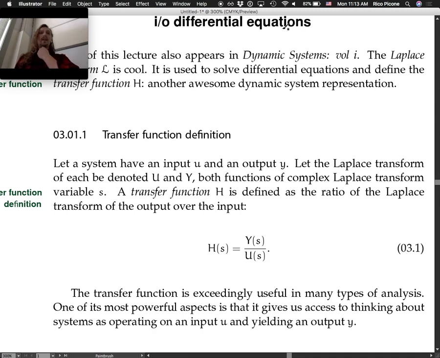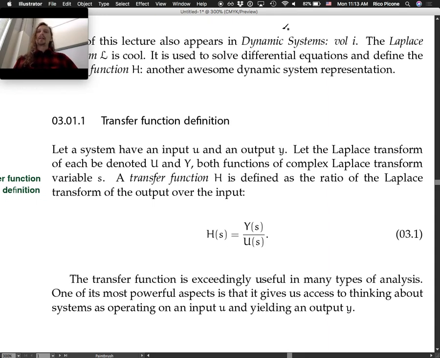So let's define the transfer function first. Let a system have an input u and output y. Let the Laplace transform of each be denoted U and Y, both functions of the complex Laplace transform variable s.